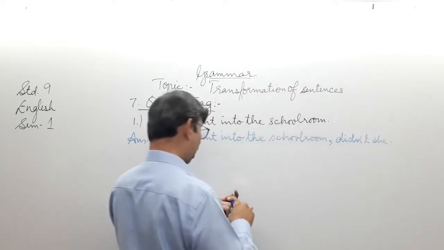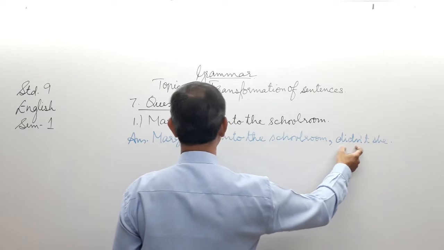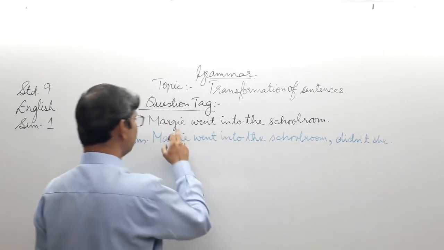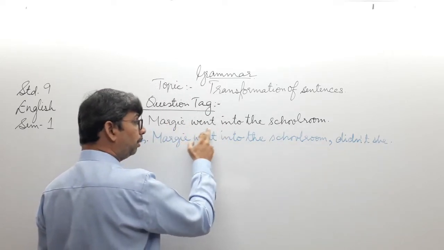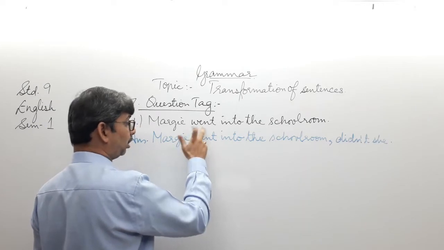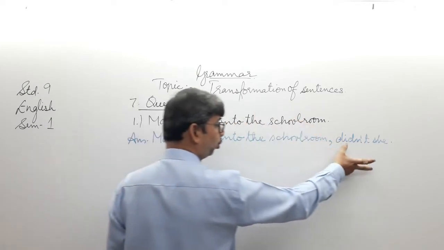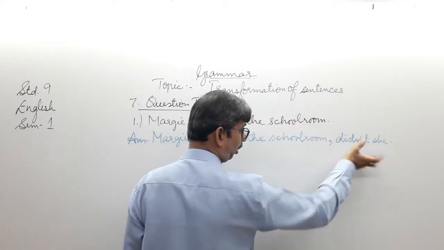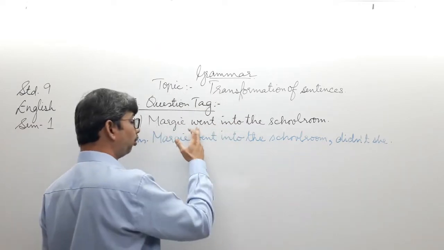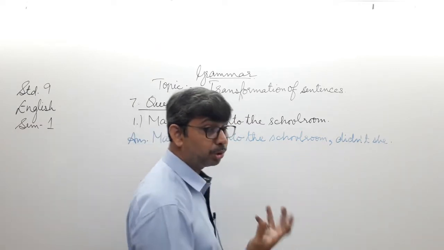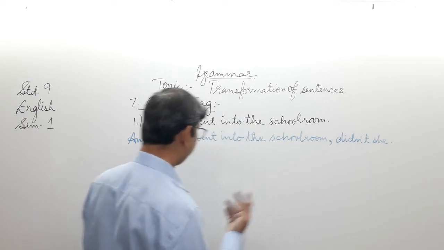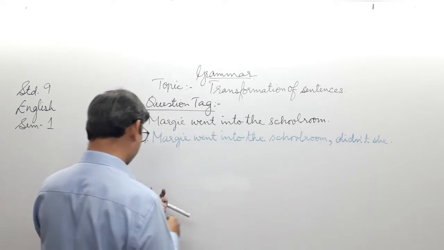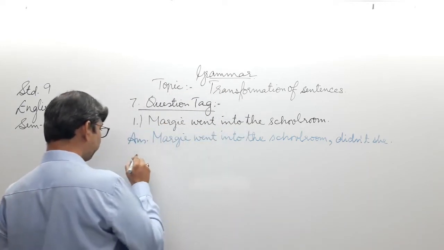So you see, we need to be very careful while deciding this over here, didn't, because here the verb is in the past. If the verb is in the past, we'll have to use the word did plus not for the question tag. If the verb was in the present, then we would have used do or does. You learned about this in the earlier class as well. Just a quick remembrance for you.